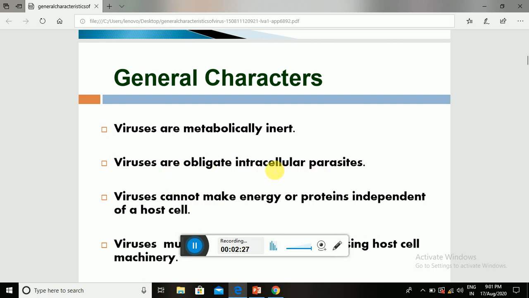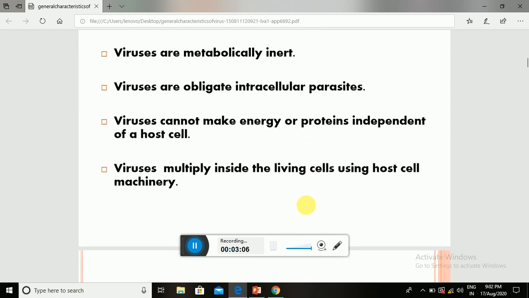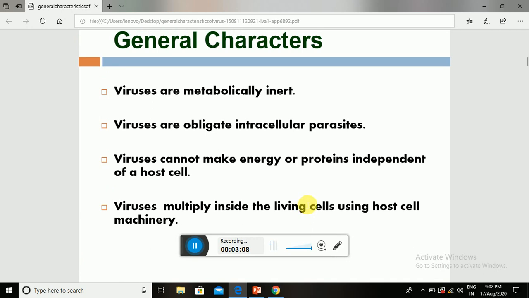Viruses are intracellular parasites because they lack the specific enzymes required for their metabolic activities. Because of this, they are obligate intracellular parasites. The enzymes required for their metabolic reactions are utilized from their host. Viruses can't make energy or proteins independent of a host cell. They are unable to make energy as well as proteins without the host cell. For this property, they require a specific host.